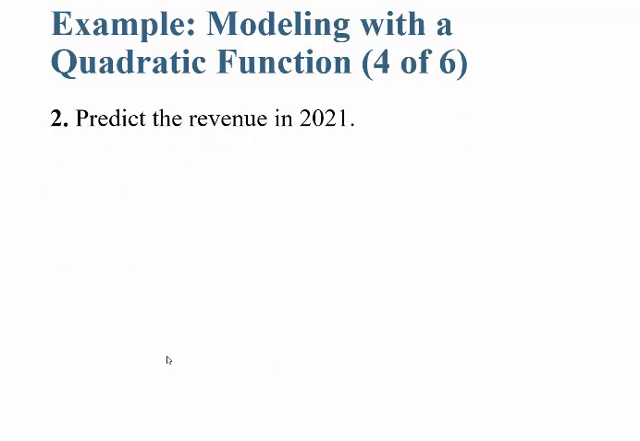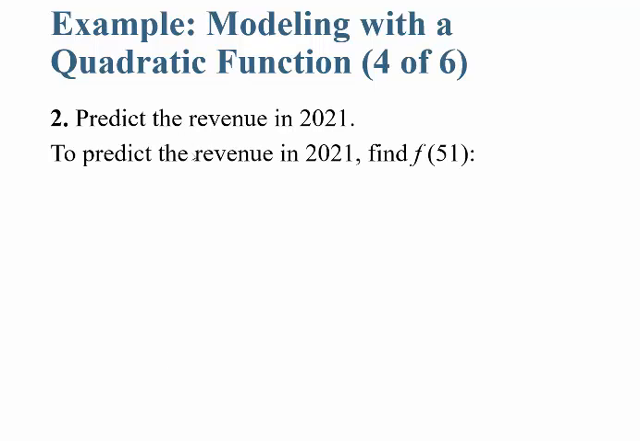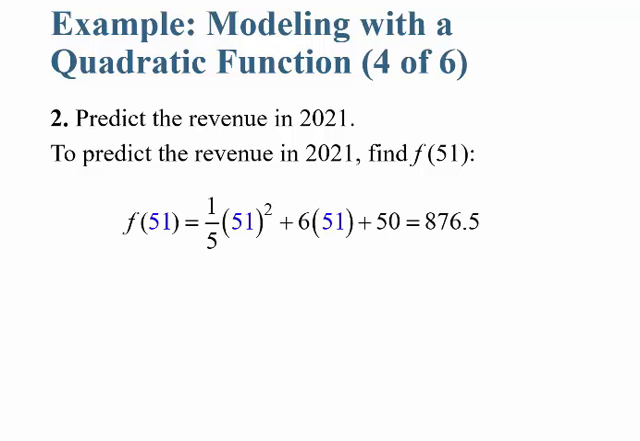All right, so predict the revenue in 2021. Well, 2021 is 51 years since 1970. So just straight up plugging that into our function. If you use your graphing calculator to solve this at this point, you'll see that in 2021, we predict revenue will be $876.5 billion, which is crazy.